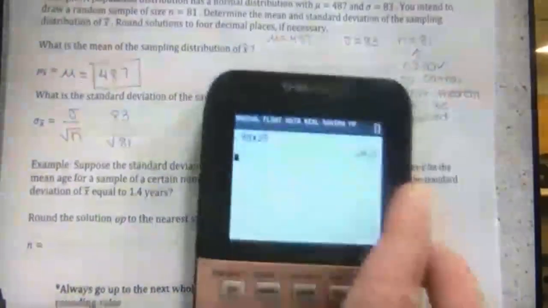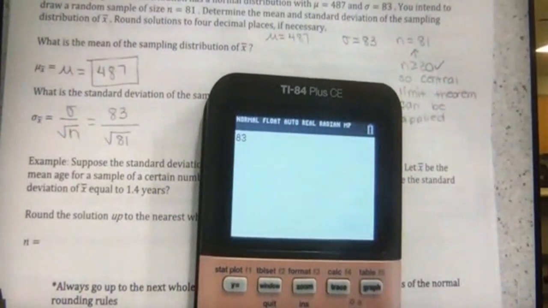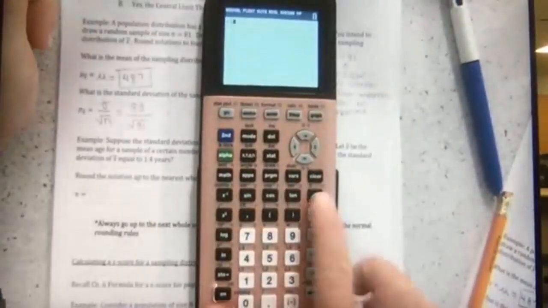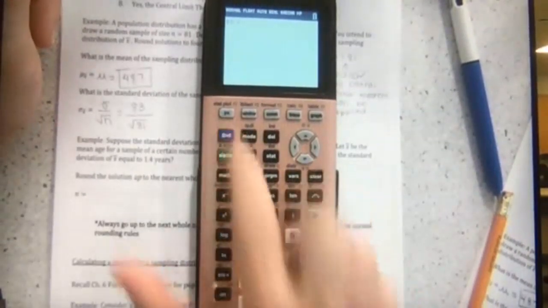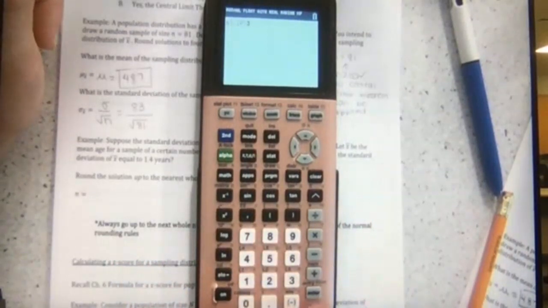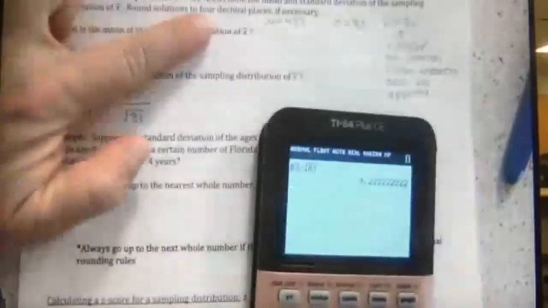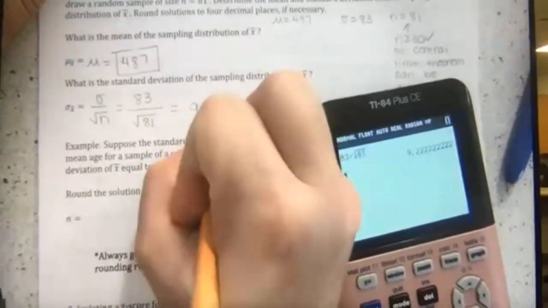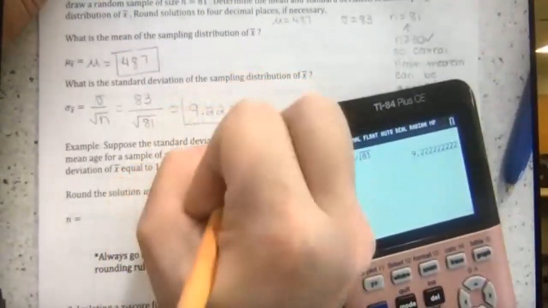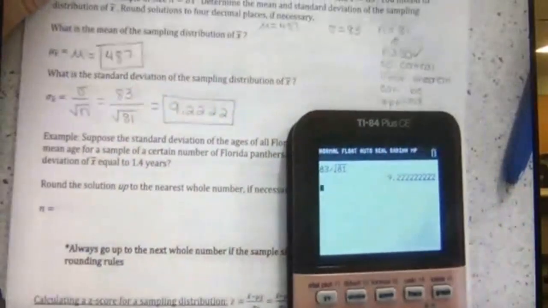So in my calculator, 83 divided by the square root of 81. Let me show you how you can put it in your calculator just in case you need it. So 83 divided by the square root, which is right here above x squared. So second x squared, 81. And we get 9.22222. It said to round to 4 decimal places as needed. So 9.2222. Done. That's it.